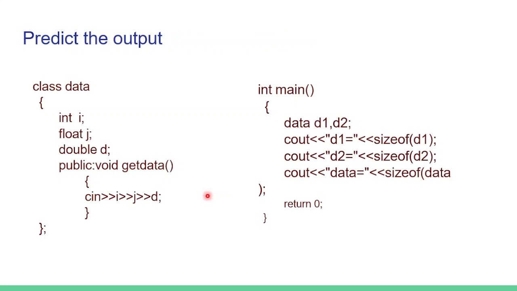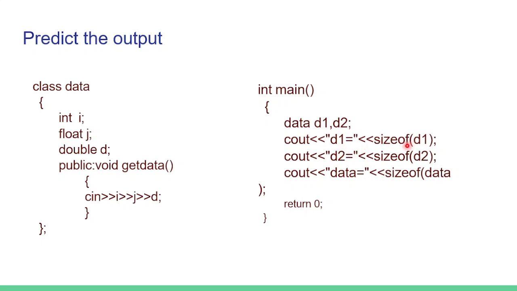So, predict the output. We have a class named data which has data members which are integer i, float j, double d, and we have a public function which is getdata. So it inputs the values of i, j, and d. Then in the main function we have two objects d1 and d2 of class data, and we have cout.